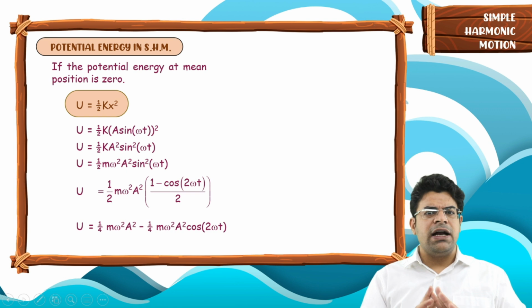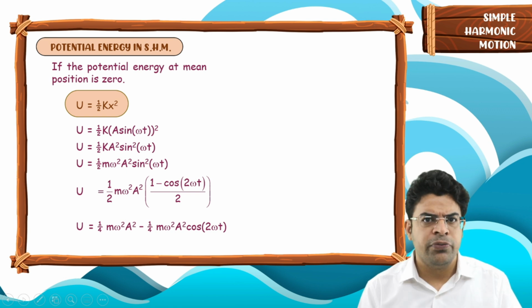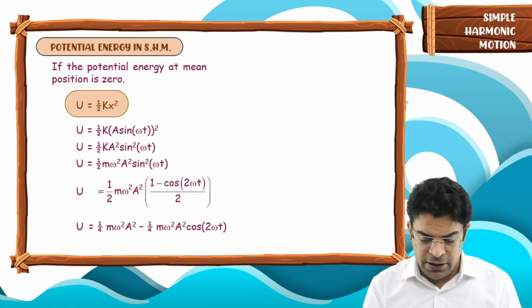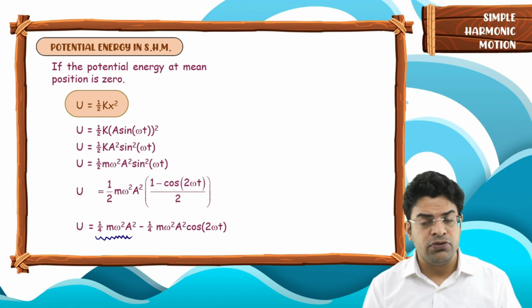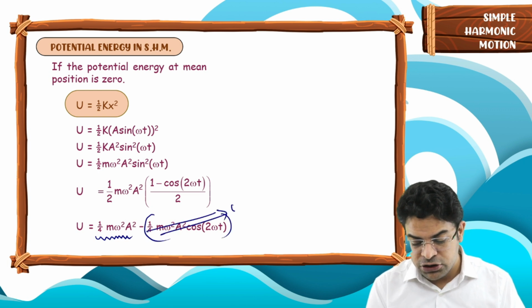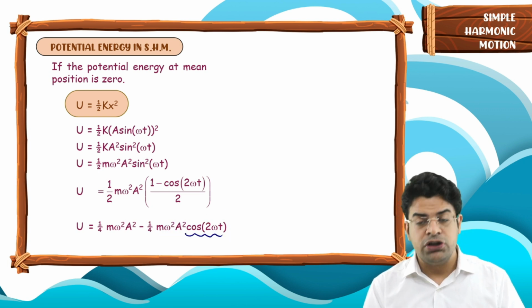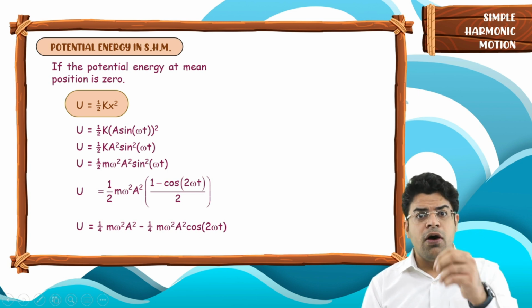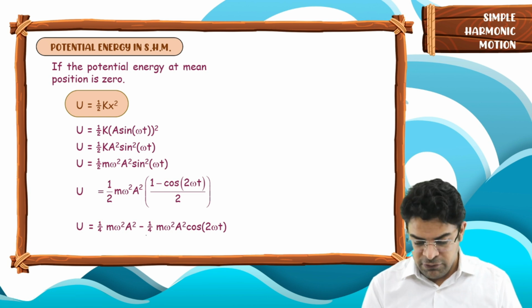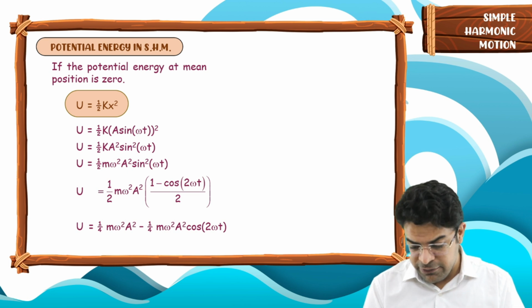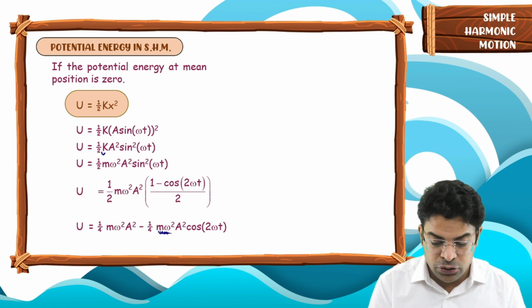Now I will start saying the same old thing. The average value of potential energy over one complete cycle will be 1 by 4 m omega square a square, because this cosine part on taking the average becomes equal to 0. The average value of cos theta over one complete cycle is 0. What is the amplitude of variation of potential energy? 1 by 4 m omega square a square. And you can even, in place of m omega square, substitute k.